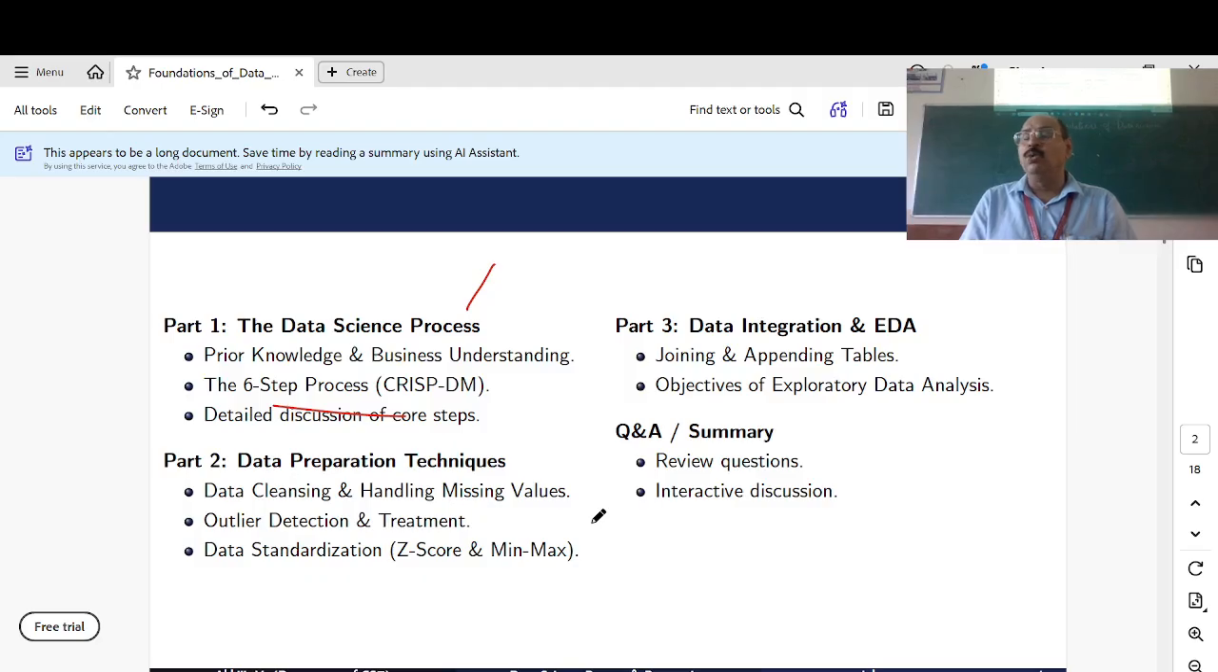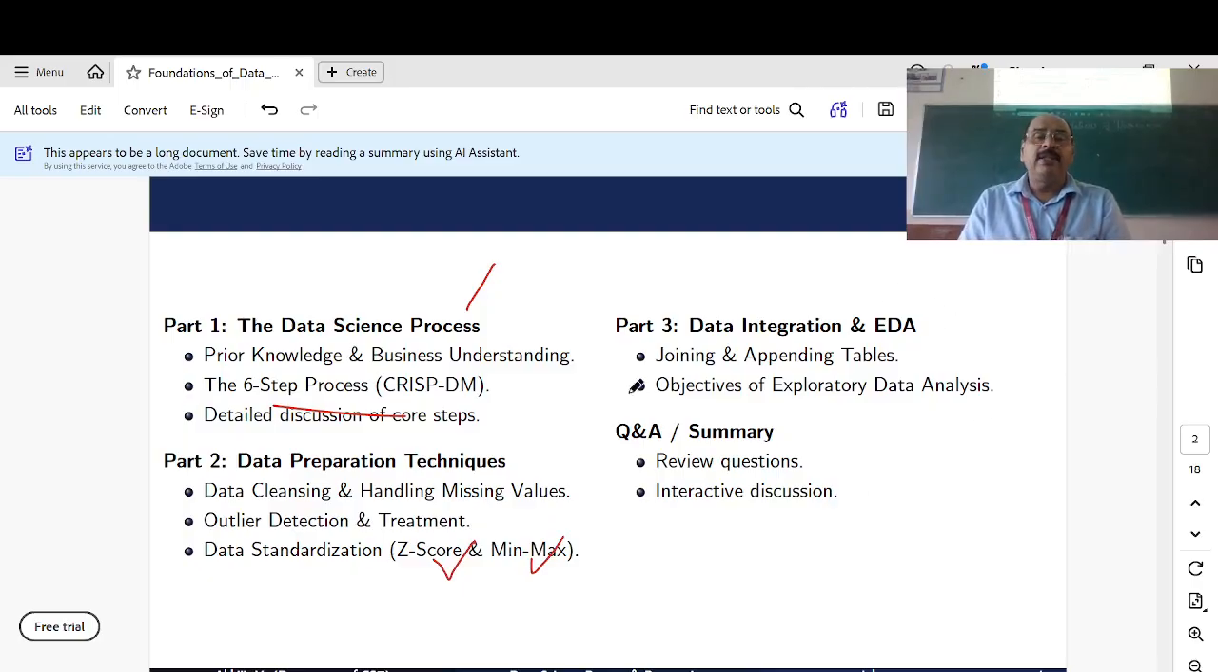What is meant by outliers? How to detect outliers, and how to treat outliers. Outliers are a problem, and how we are going to treat them is very important. How do you standardize data? What is Z score? How do you calculate min max, and so on.